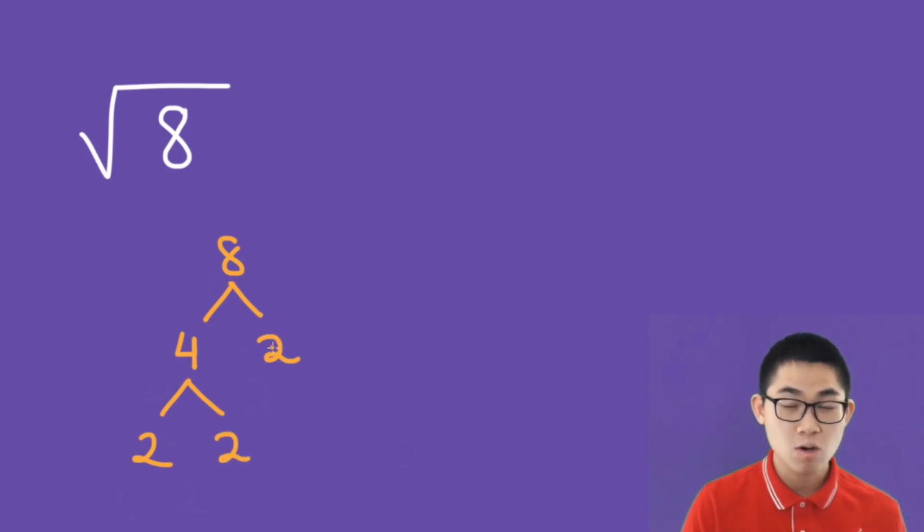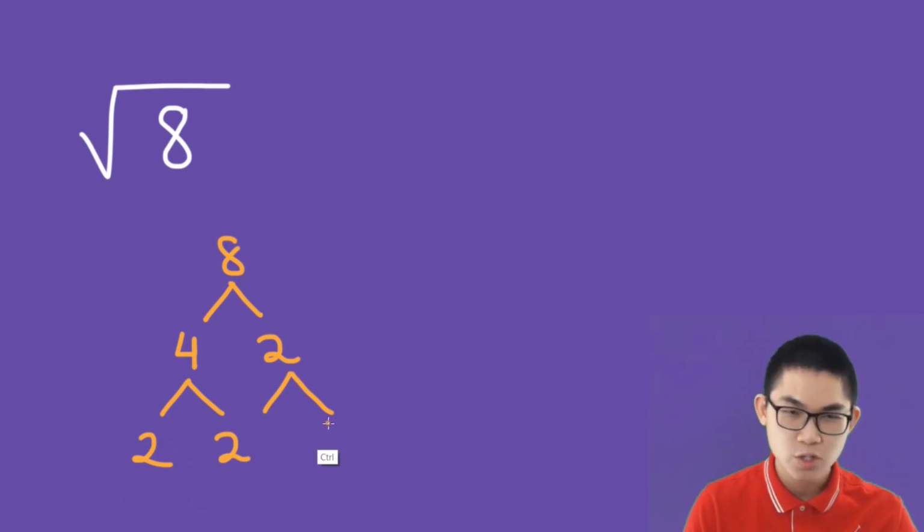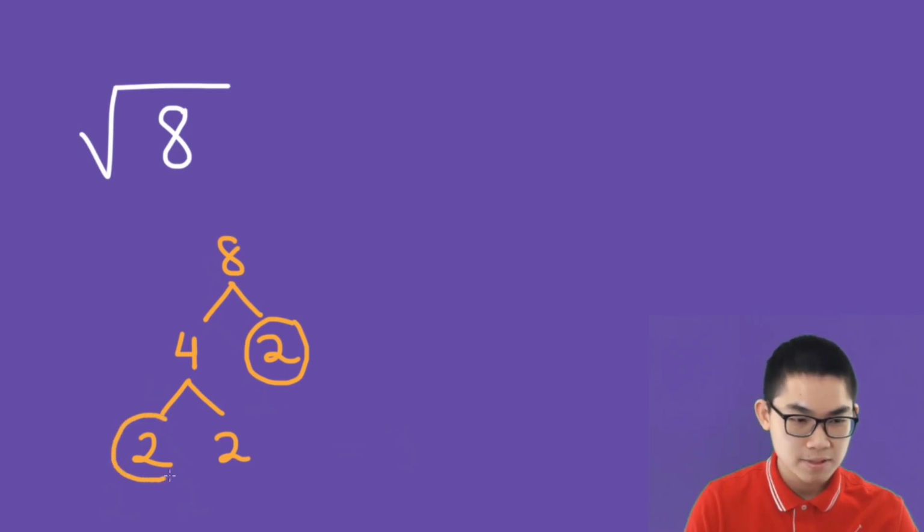Now, 2 is equal to 2 times 1, right? However, if you split the tree and you get a number 1, it means you should not split it. So 2 will just be like this. We will not draw more branches for it. Here is the same, and here's the same.